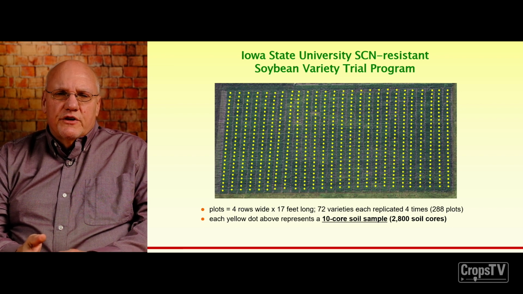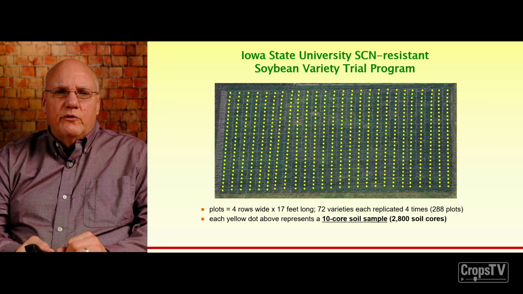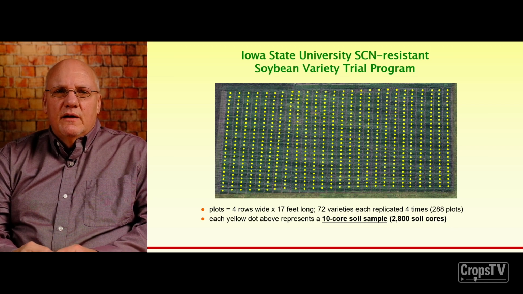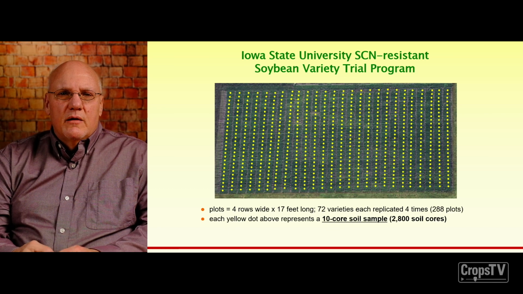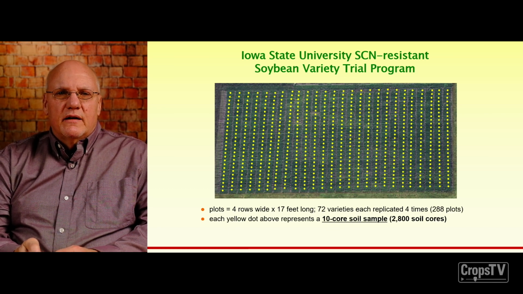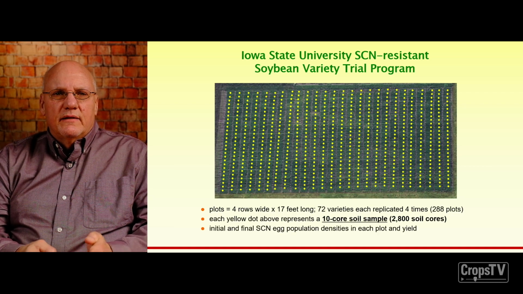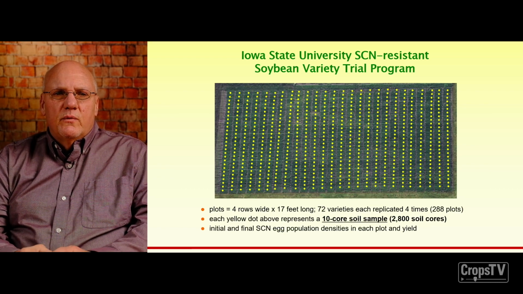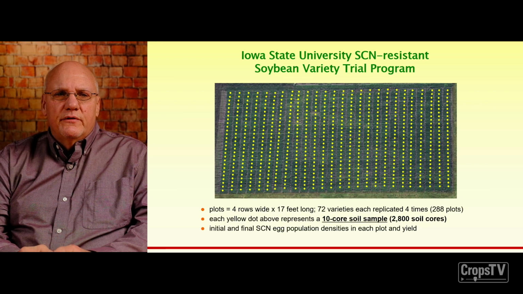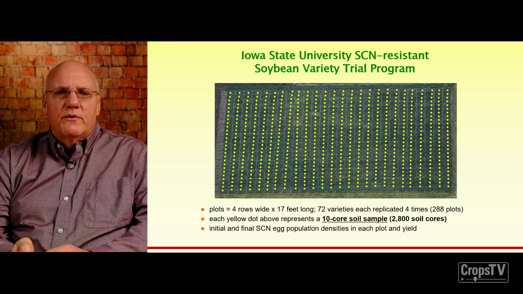Each yellow dot that's just popped up on the screen isn't a single soil core, it represents a 10-core sample from an individual 4-row plot. So those dots you see on the screen represent a total of 2,800 soil cores among the 280 plots that are in that experiment. We do this sampling at the time when we plant in the spring, and we do it again when we harvest in the fall. So we will have initial and final egg numbers, egg population densities in each plot, and then we also harvest the center 2 rows of each 4-row plot.